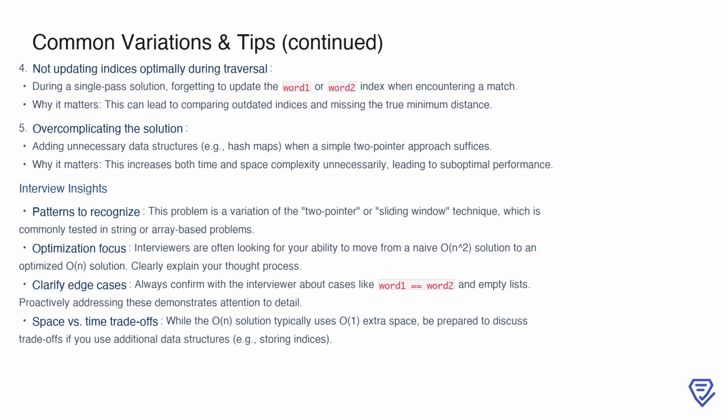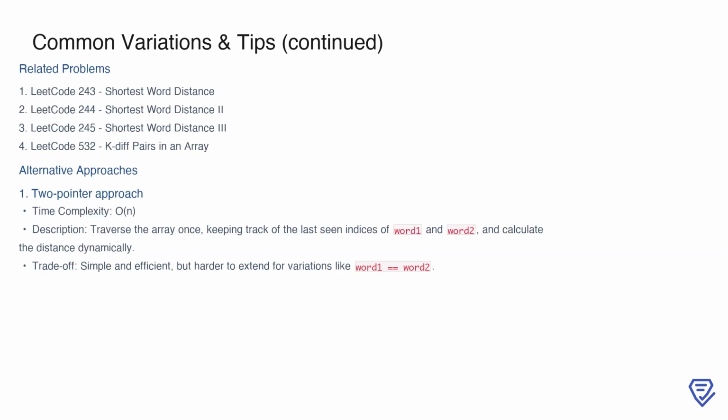Always clarify edge cases with the interviewer, such as scenarios where word 1 equals word 2 or where the input list is empty. Highlighting these details demonstrates thoroughness. Finally, be ready to discuss space versus time trade-offs, especially if you choose to use additional data structures for your solution. It's also helpful to explore related problems to deepen your understanding. For instance, LeetCode 243, 244, and 245 all focus on variations of the shortest word distance problem, while LeetCode 532 introduces a different challenge involving k-diff pairs in an array.